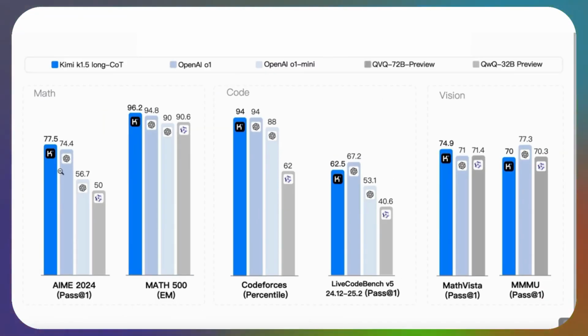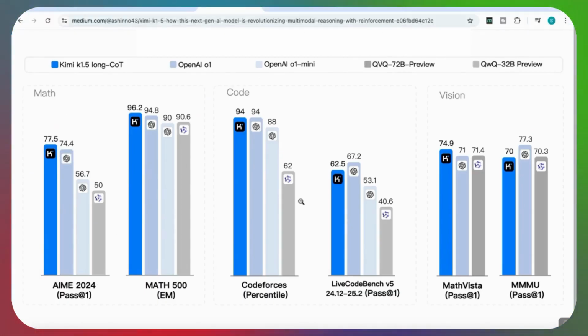So if you have a quick look at the benchmarks, we can see that KIMI 1.5 does better on both maths tests, the AIME 2024 and the Maths 500. We can see that in coding, it's similar to OpenAI's model and is slightly lower on the LiveCodeBench version 5. And we can see that in vision it does better on the MathVista tests than OpenAI, but slightly lower in the MMMU test. And these are actually quite amazing results for an AI model that is literally a year old.